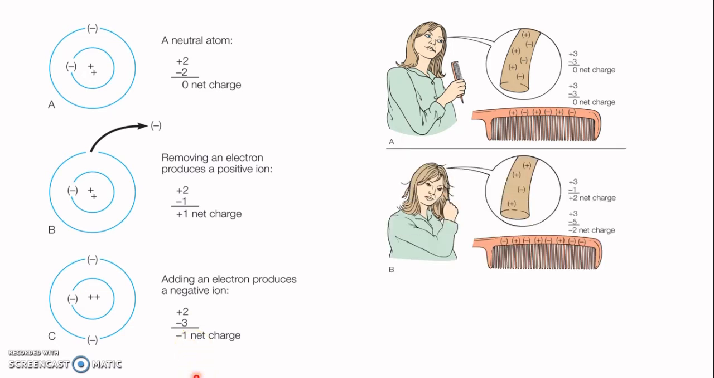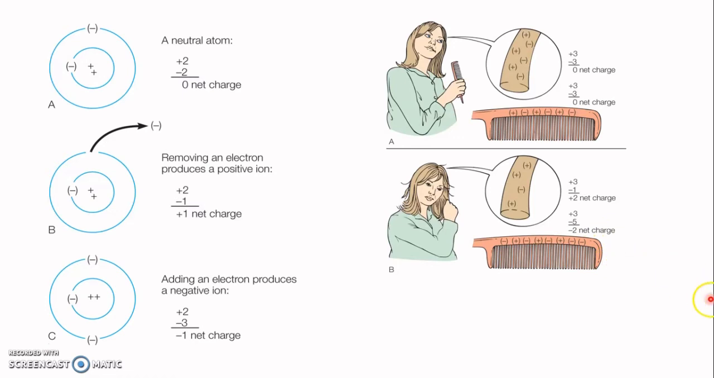Now, using our hair and comb example, if you brush a comb through the hair, you might strip some of the electrons from the hair, and the electrons will attach themselves to the comb, which means that here in the hair, you have lost 2 electrons, giving you a net charge of positive 2. And then in the comb, you have 2 more extra electrons, giving you a net charge of negative 2.